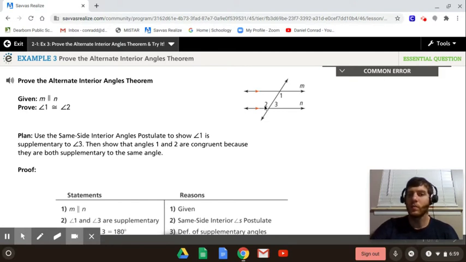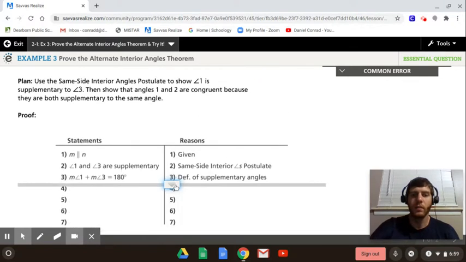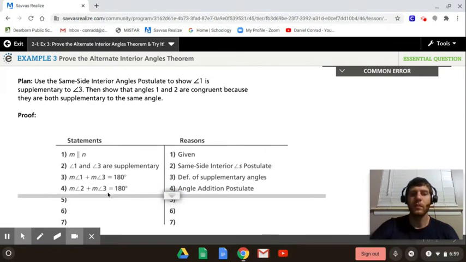But if we notice here, we also have a linear pair. 2 and 3 are a linear pair. And so we know by the linear pair theorem that the measure of angle 2 plus the measure of angle 3 equals 180. So we can come up with a second equation here: the measure of angle 2 plus the measure of angle 3 equals 180.